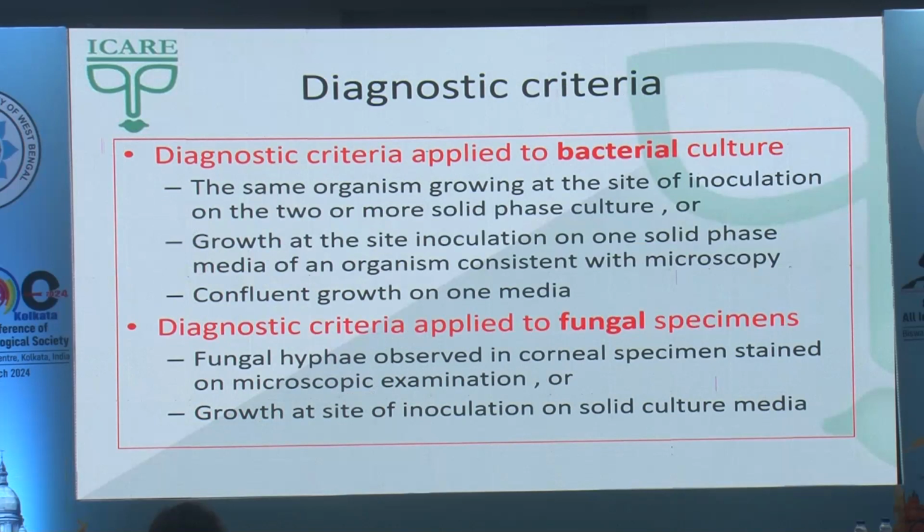The culture media can be made more selective for isolation of fungi by adding antibacterials like gentamicin and chloramphenicol. So for bacterial culture, the diagnostic criteria is the same organism growing at the site of inoculation on 2 or more solid phase cultures, or growth at the site of inoculation in one solid phase media of an organism consistent with the microscopic findings, or otherwise a confluent growth on one media. Diagnostic criteria for fungal specimens: fungal hyphae observed on corneal specimen on microscopy, or growth at the site of inoculation of the solid culture media.